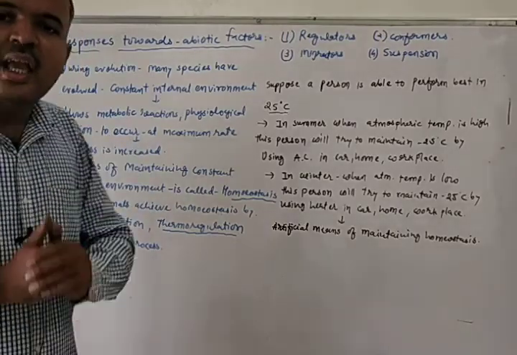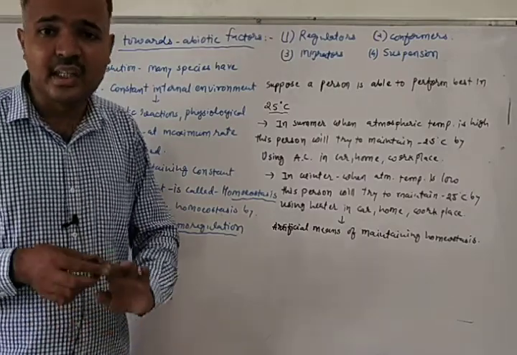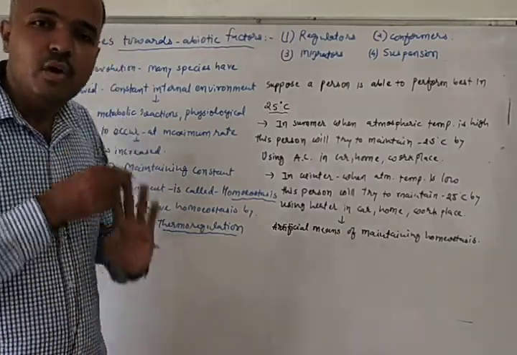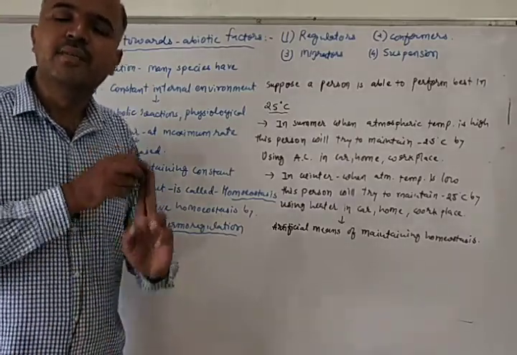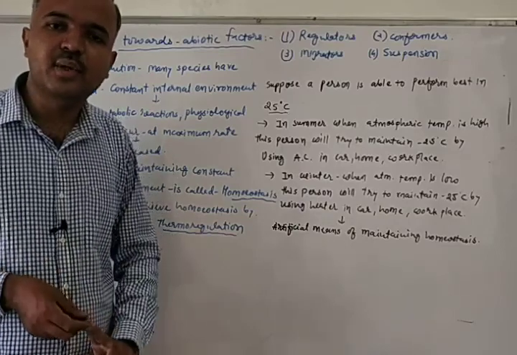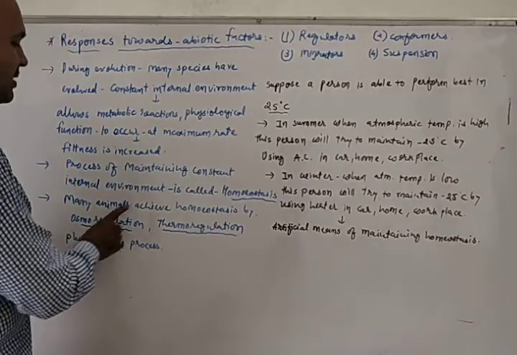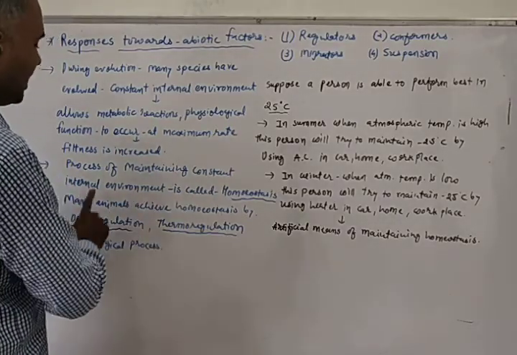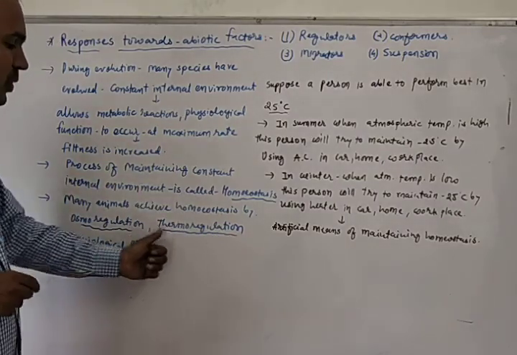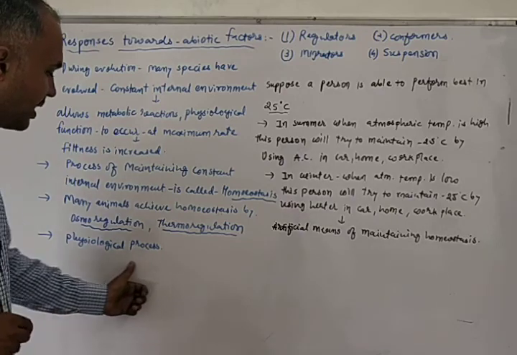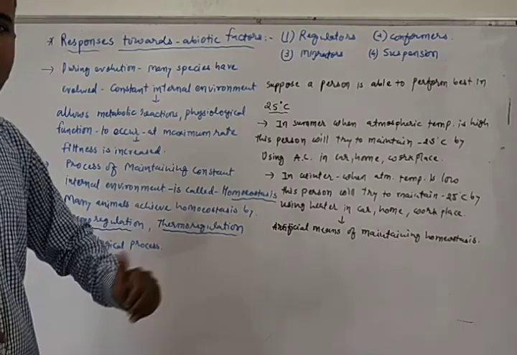Generally, animals achieve homeostasis via osmoregulation and thermoregulation, and both of these are physiological processes. Many animals achieve homeostasis by osmoregulation and thermoregulation, and these are nothing but physiological processes.